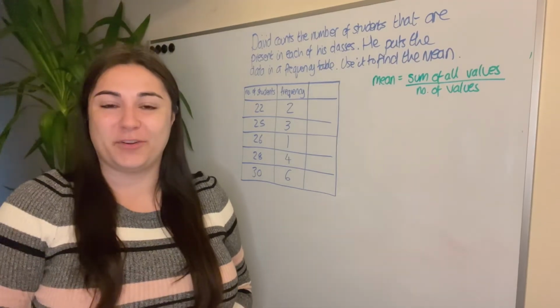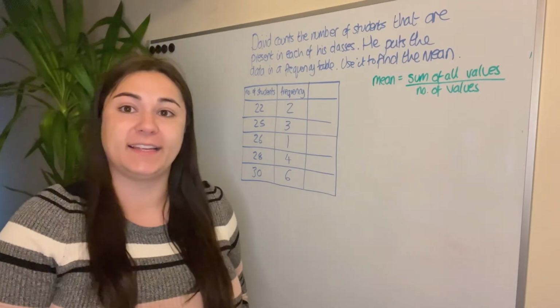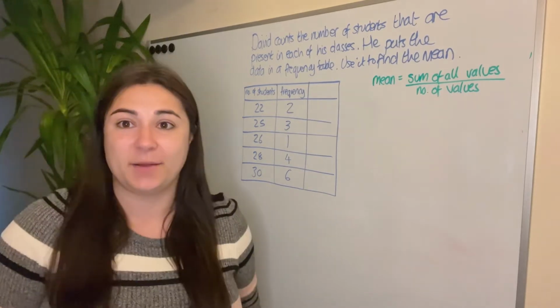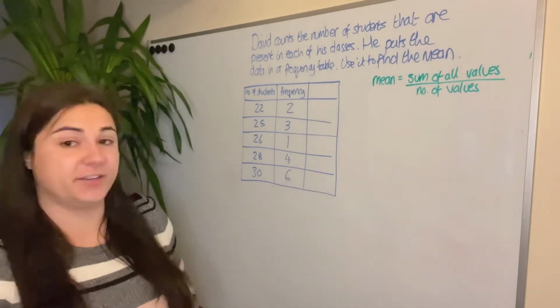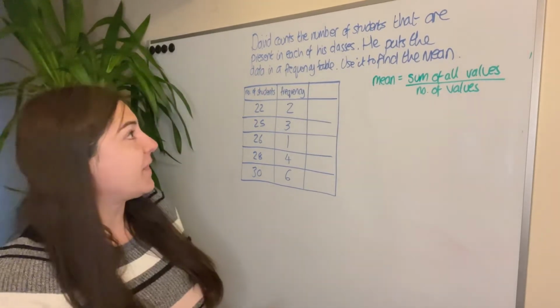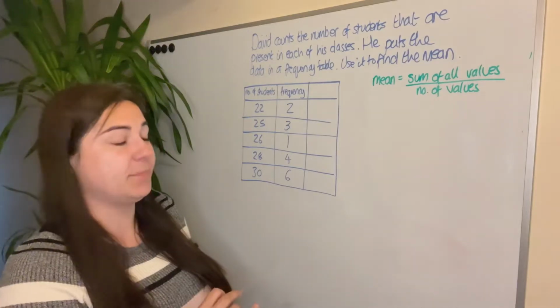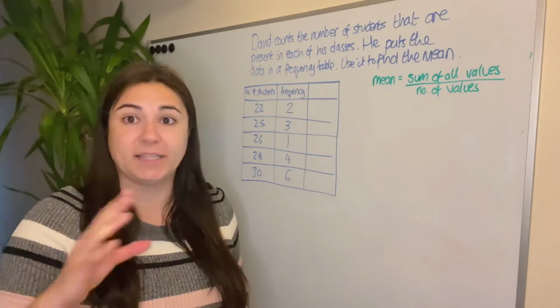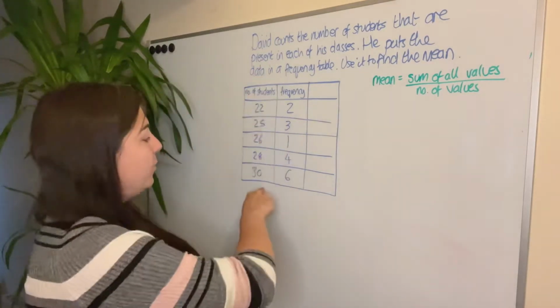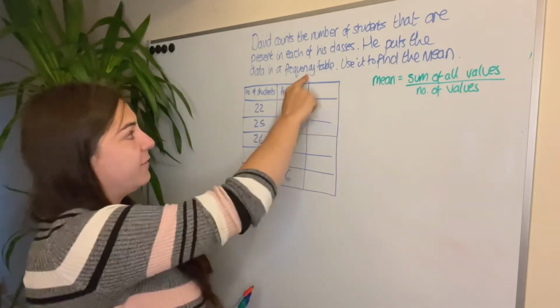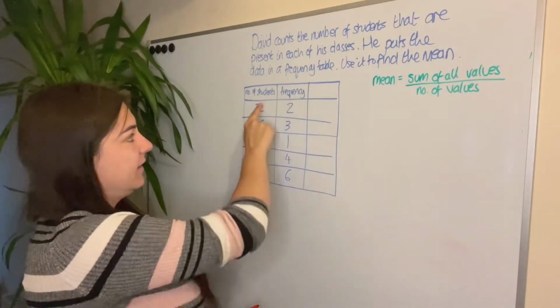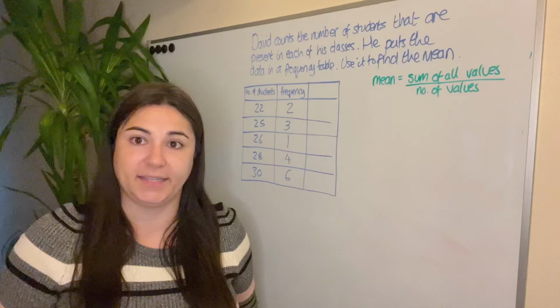Okay, so here we've got another example. So let's see if we can apply this knowledge to this question here. So David counts the number of students that are present in each of his classes, and he puts the data in a frequency table. And we're being asked to use it to find the mean. So once again, context is important. The number of students are in the first column here. The frequency are here. So in 2 classes, there were 22 students present.